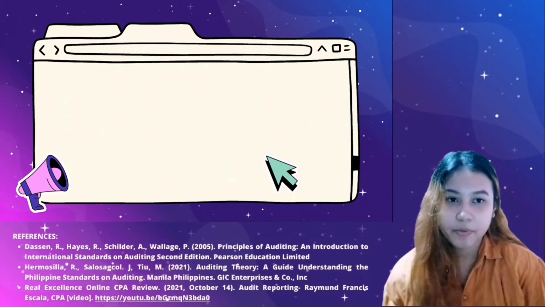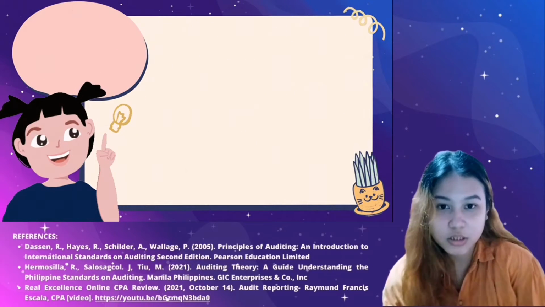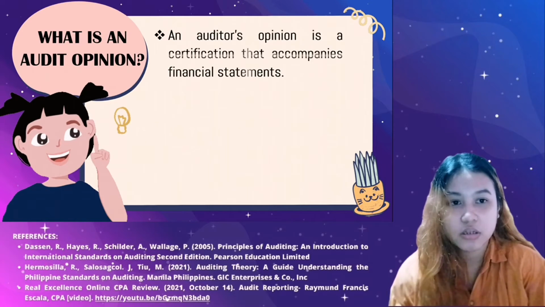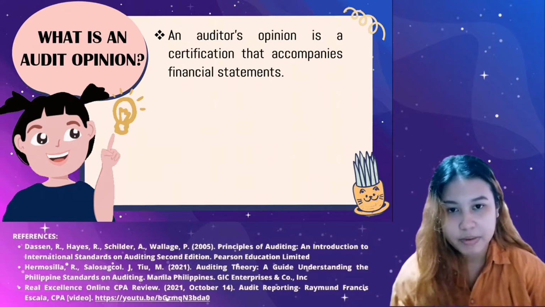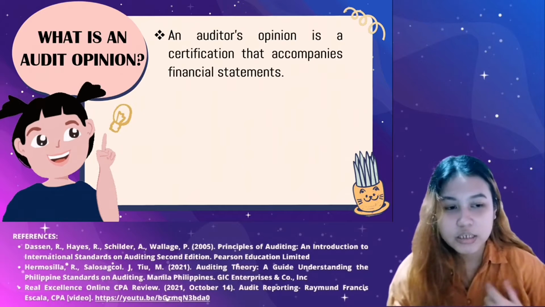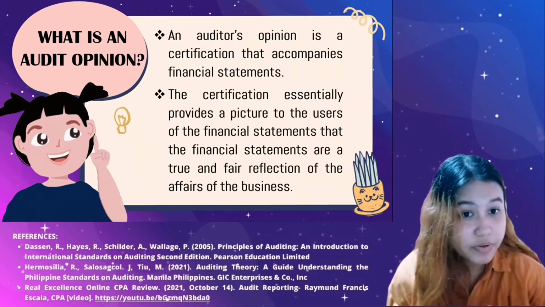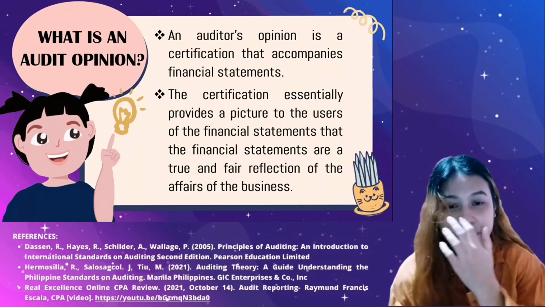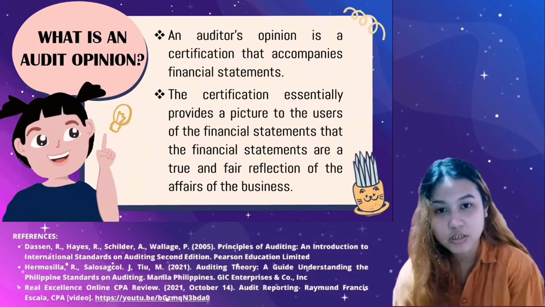So, for the types of reports expressing audit opinions, let us first discuss what is an audit opinion. An auditor's opinion is a certification that accompanies financial statements. The auditor's opinion is made based on audit of the procedures and records used to produce financial statements. The certification essentially provides a picture to the users of the financial statements that the financial statements are a true and fair reflection of the affairs of the business.